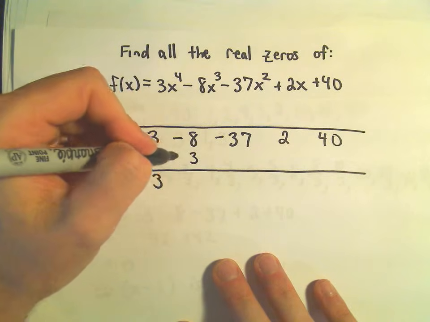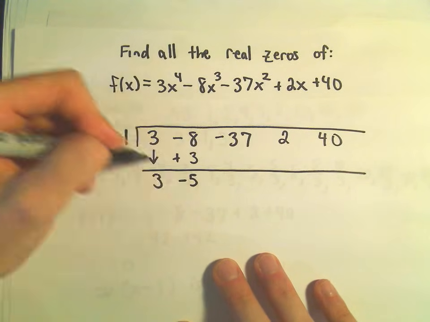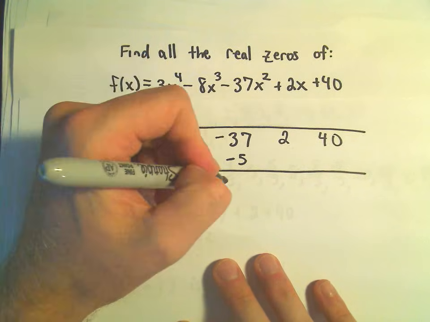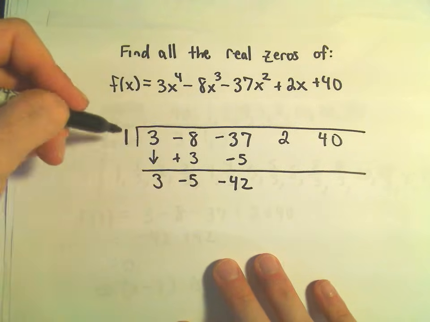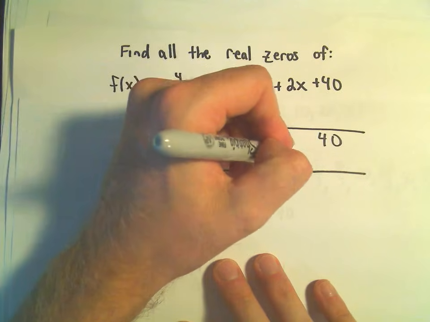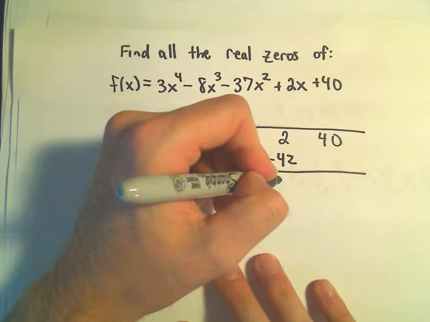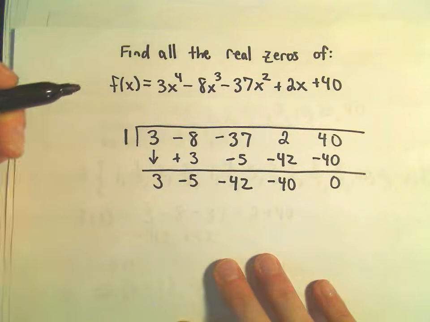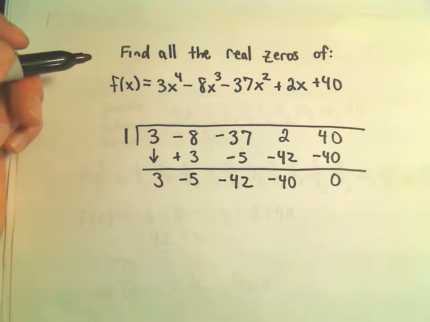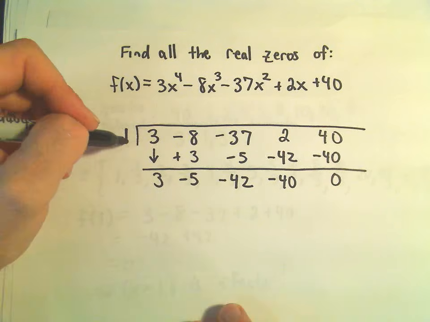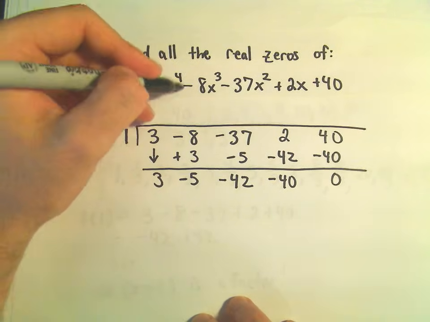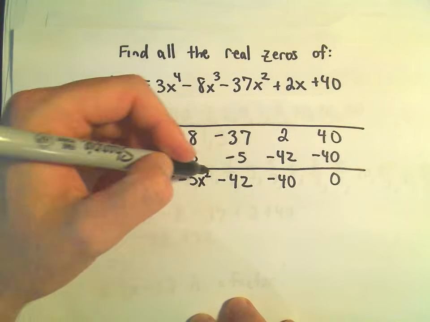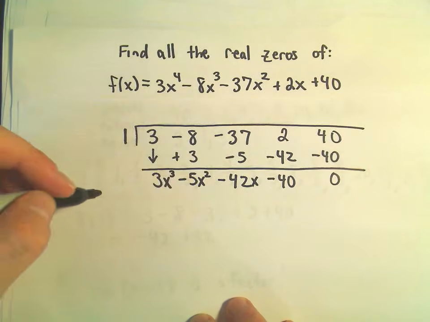So 1 times 3 is 3, and then we add: negative 8 plus 3 gives negative 5. Then we multiply: 1 times negative 5 is negative 5, and added to negative 37 gives negative 42. Again we multiply and add, and we get negative 40. 1 times negative 40 is negative 40, so we get 0 as our remainder, which we should get if 1 is in fact a zero. We started with x to the fourth, so this will be 3x cubed, then our x squared term, our x term, and our constant.